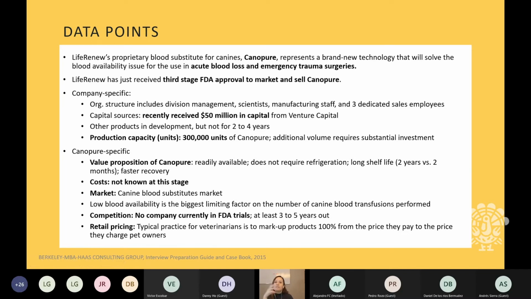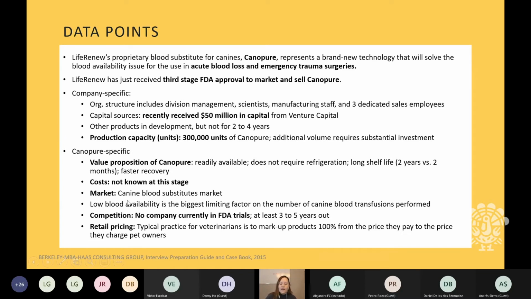That translates as well into how many hands you have to really support the product or service. So you also need to see what constrains your business from reaching full capacity. Then the value proposition of Canopur is that the cost is not known at this stage, and as they don't know the cost, they are going to try to price it from knowing the value proposition, how customers are willing to pay for it.